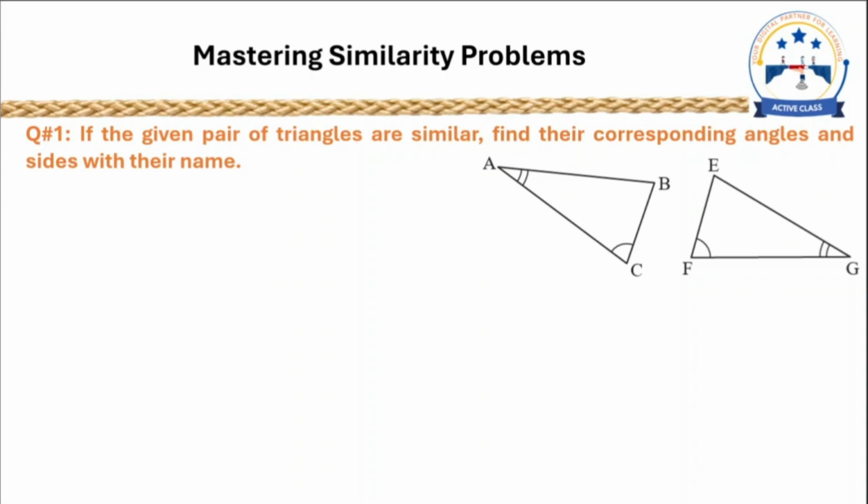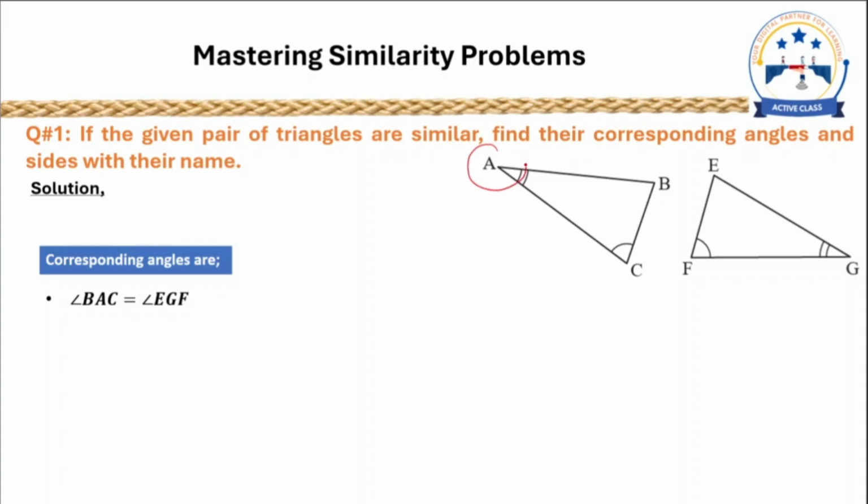Let's write the equal angle first. Solution. And the corresponding angles are angle BAC and angle EGF. Likewise, angle ACB and angle EFG. They are equal angle. It is indicated here in the figure. And as I told you before, if two angles are equal, the remaining angles automatically be equal. Means angle ABC is equals to angle FEG.